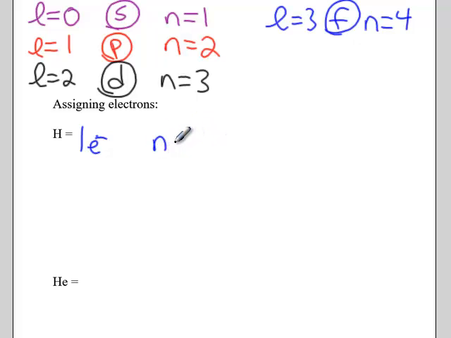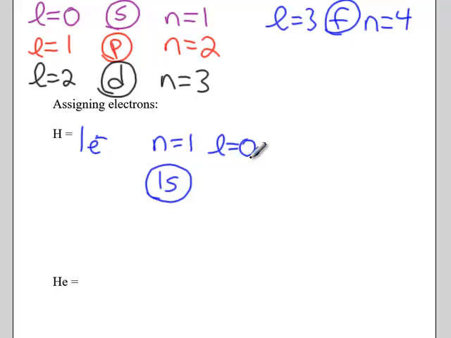Remember, the S block starts at n is equal to 1, and it's S because we know the quantum number l is 0. So the location on the periodic table tells us, for that atom, where the last electron is going to go. What kind of subshell are we talking about? We're talking about the 1s subshell, because that's the location where we find hydrogen on the periodic table.